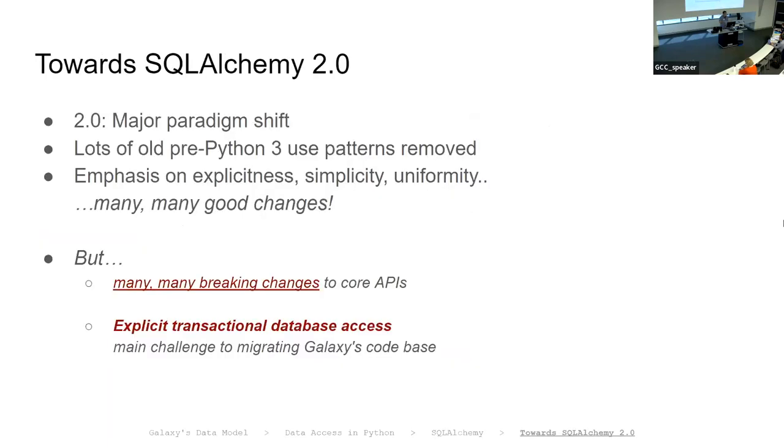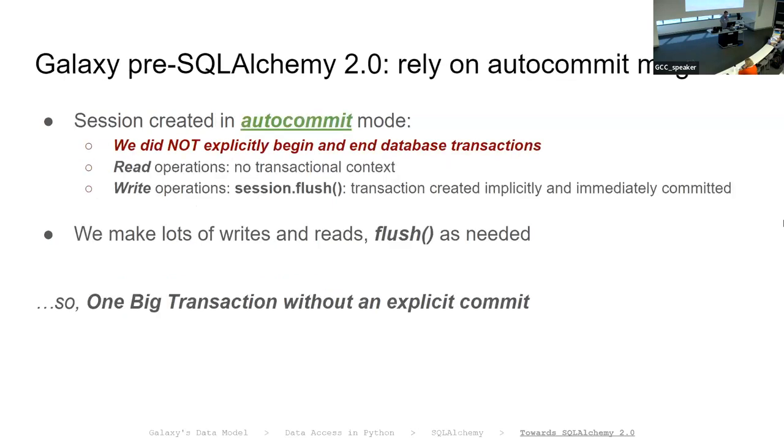Finally, SQLAlchemy 2.0. I cannot do justice to this. Essentially, it's the biggest change since SQLAlchemy version 0.2 or 0.3, biggest in 15 years. It adds many, many good things for Galaxy's code base. It comes at the cost of many, many breaking changes to the core API. So we'll have to rewrite most of our data access code, which is okay. The most important thing, it introduces explicit transactional database access, which is the way it should be done, but this is the main challenge. Galaxy pre-SQLAlchemy 2.0, we relied on magic.